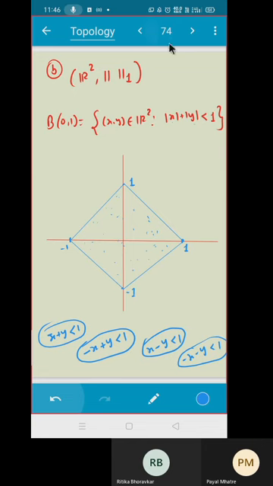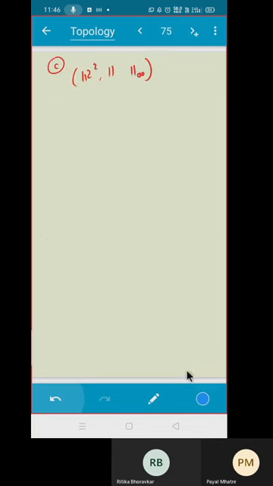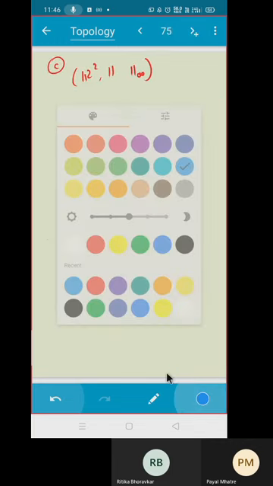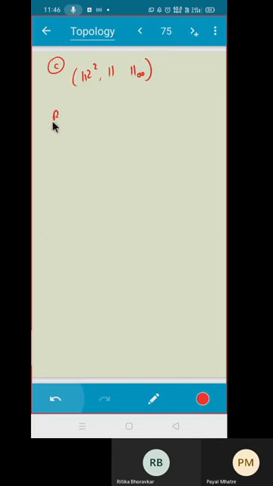Next is this. Norm infinity. Can you draw this? B01. What will be B01 here? Instead of x comma y belongs to R2, such that norm infinity, that means what? It is talking about supremum, or you can say maximum. So it talks about maximum of mod x comma mod y. That should be less than 1. Agreed?